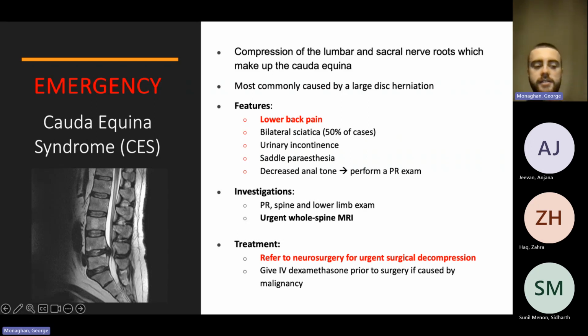And if it's caused by malignancy, we give IV dexamethasone, and that was a question in our exams this year. So if it's caused by malignancy, then we give IV dexamethasone. That's just a fact you need to commit to memory because they can ask it, and they did for us. So it's important to remember.